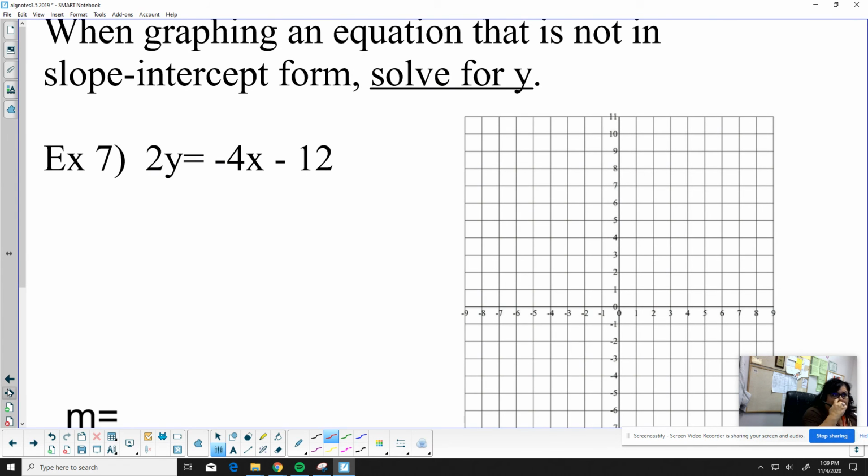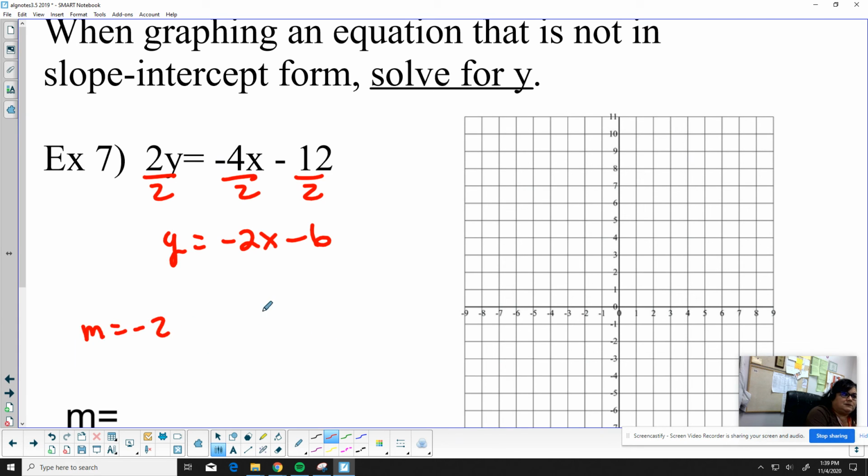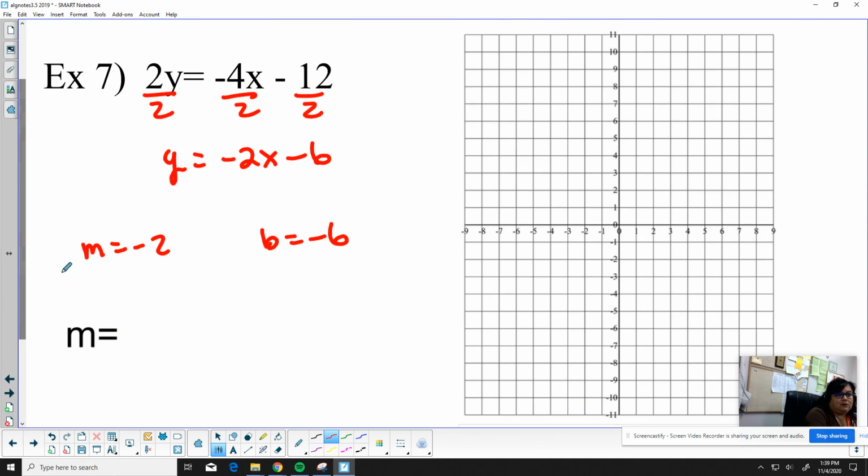All right, and then this one is not solved for y. See how y is not alone in the front? So we need to solve for y first. So we're going to divide them all by 2. So negative 2x minus 6. So m is negative 2 and b is negative 6. And you can see that this is m and this is b. So now I can graph it. Negative 6 is right here. This is down 2, right 1, down 2, right 1. This is my answer right here. So the answer is the picture.